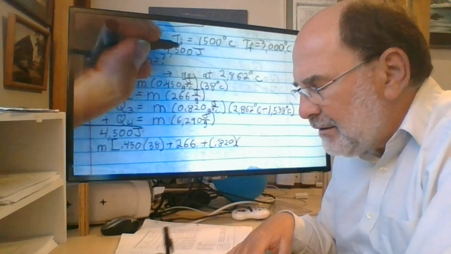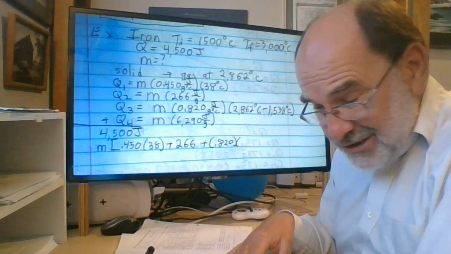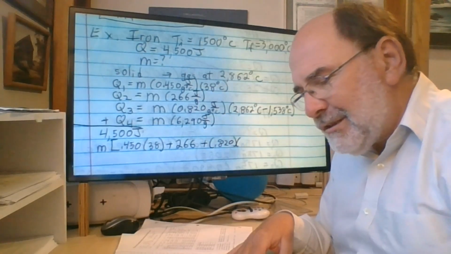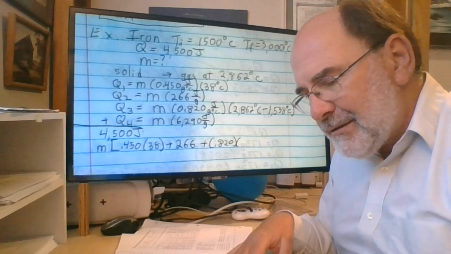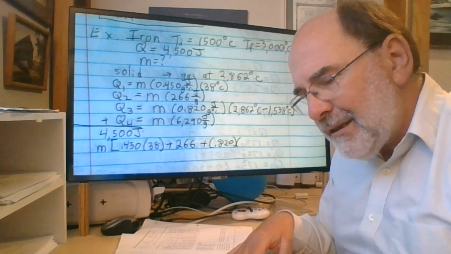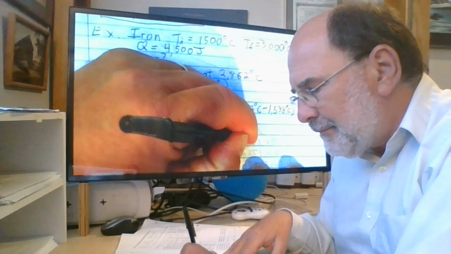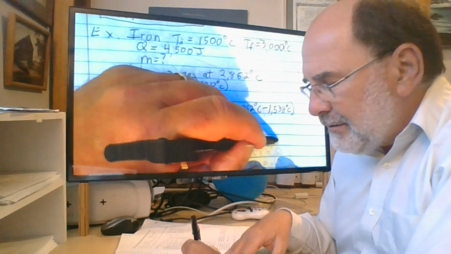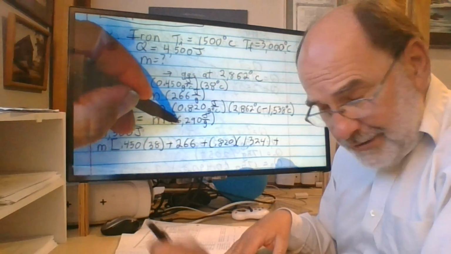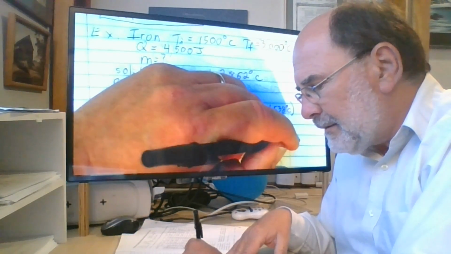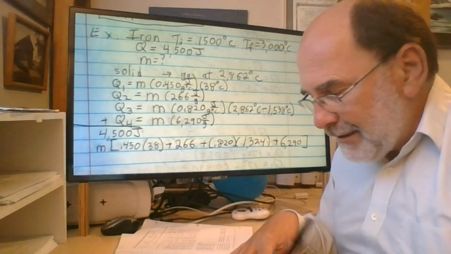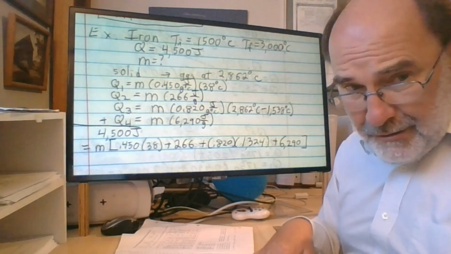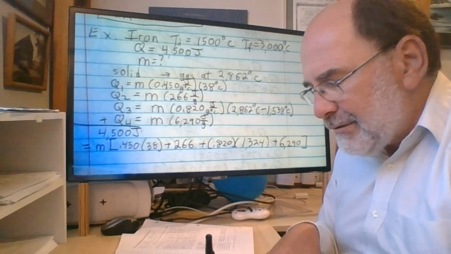0.820 times this difference, which I'm not going to do in my head, although it's somewhat tempting. I will do this much by calculator. So I'll go 2862 minus 1538, enter, and I get 1324 plus 6,290. Close square brackets, and all of that is set equal to 4,500.